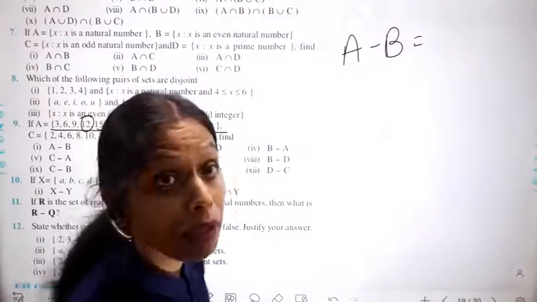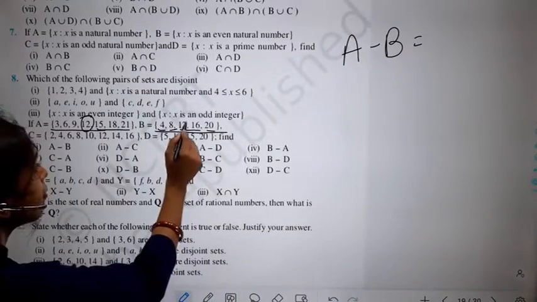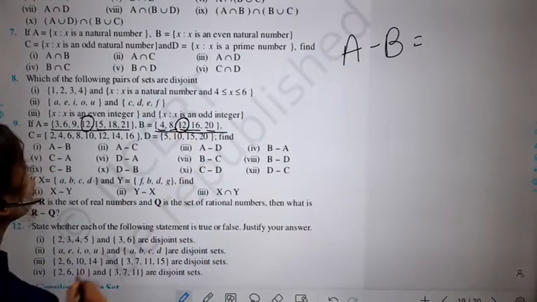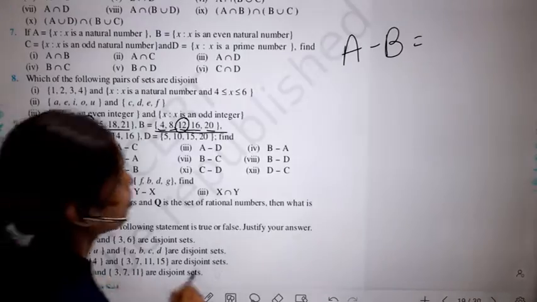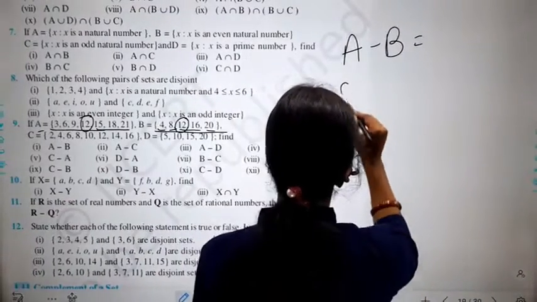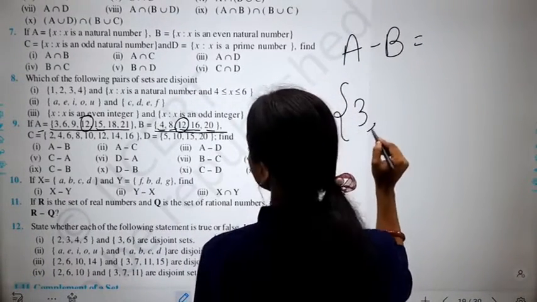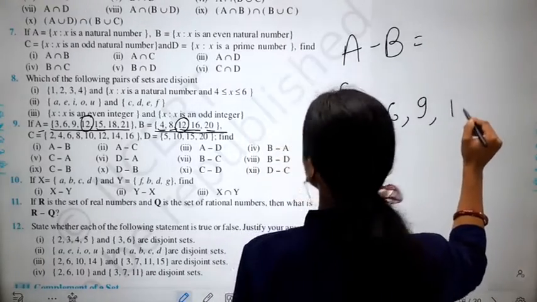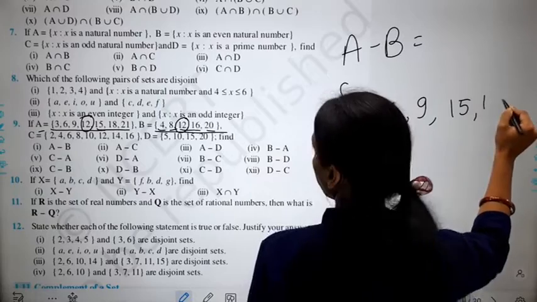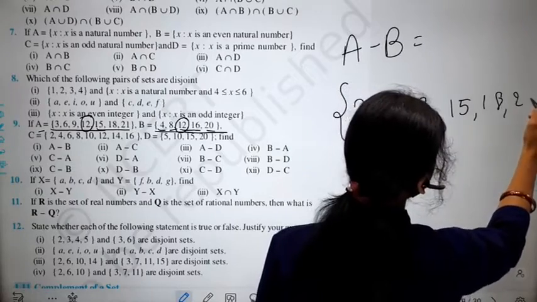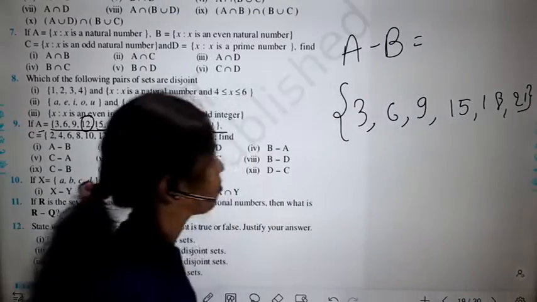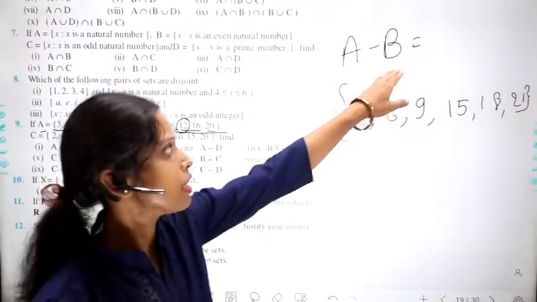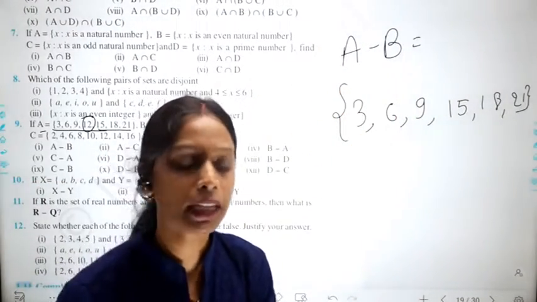Then what will be A? I will subtract 12 from A. And what will be A? 3, 6, 9, 15, 18 and 21. And this is the subtraction A minus B.